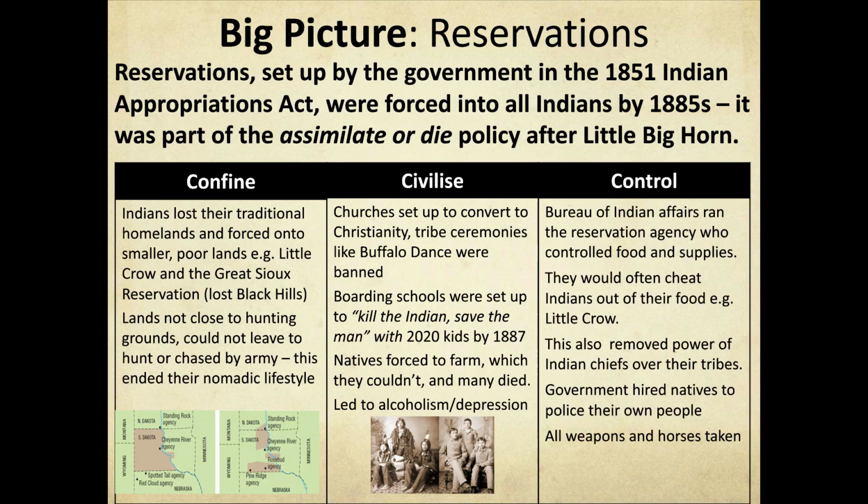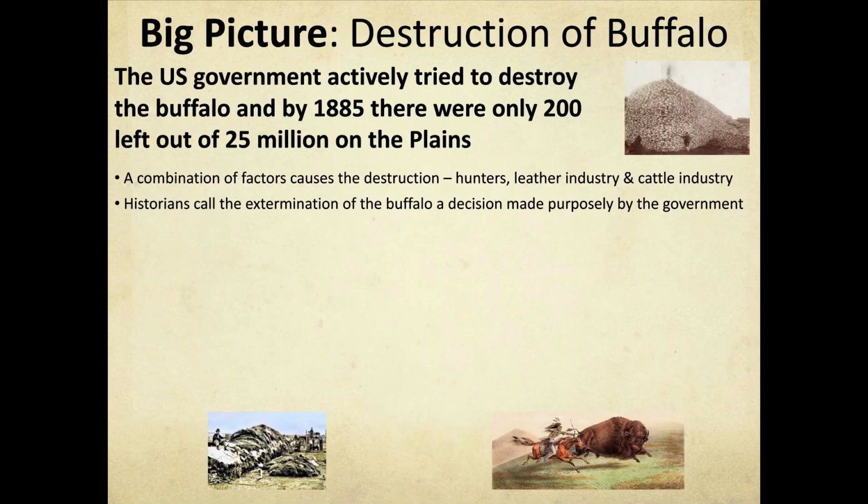And control. The Bureau of Indian Affairs ran the reservation agency who controlled food and supplies. They would often cheat Indians out of their food. This also removed power of the Indian chiefs over their tribes. The government hired natives to police their own people. All weapons and horses were taken. So they've got a police force now that will patrol the reservations, and chiefs have no part. Tribes have no part because they're being forced to live as families.